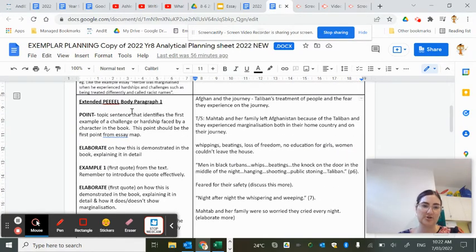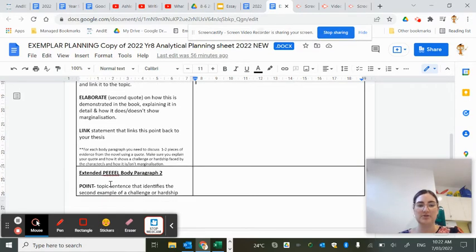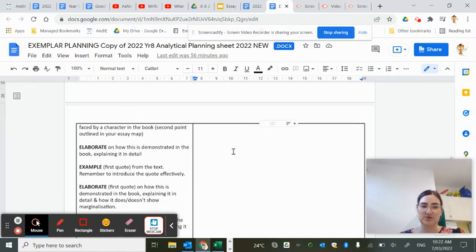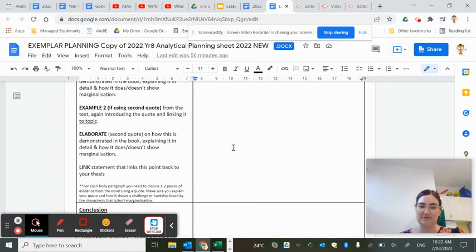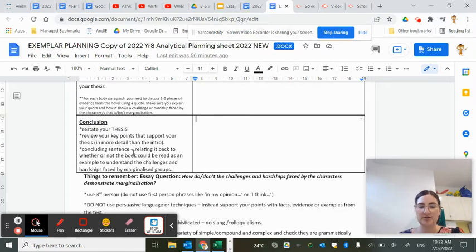Okay, and it does actually tell you on the side here what you need to do. So it's a good idea if you actually read it. It'll tell you what to do. You would then do that for your second body paragraph. Now, because I didn't want to go on to 3 pages, the second body paragraph planning starts here. So, and it continues here, and it's exactly the same as the first one. So all you need to do is dot point it the exact same way. Then you get to your conclusion.